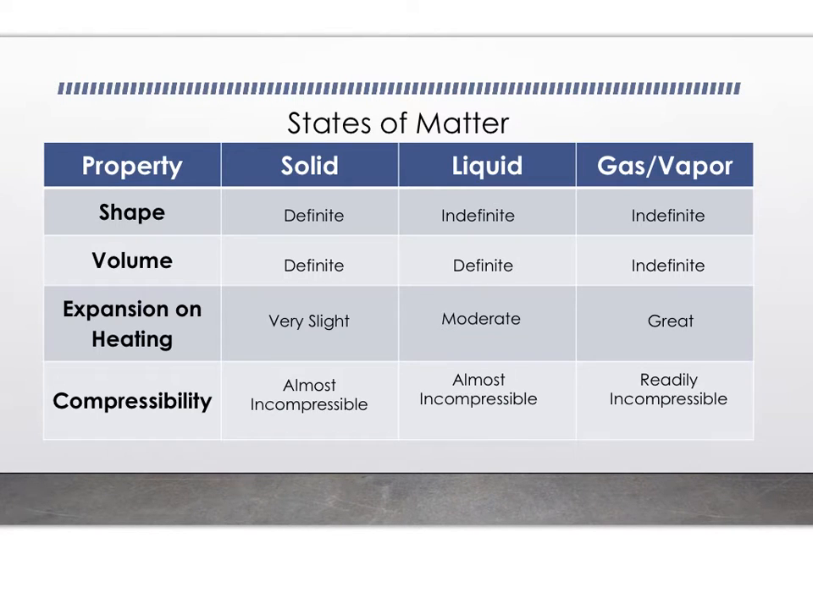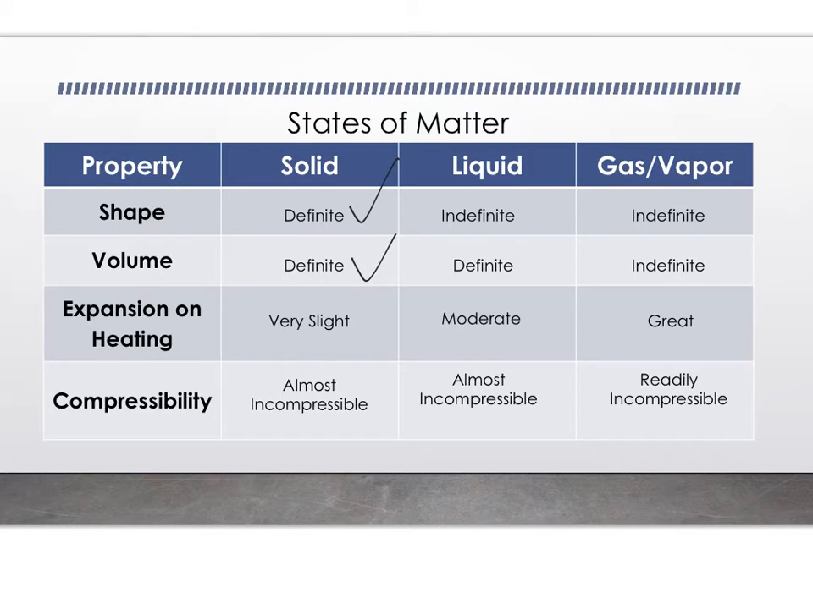The three states of matter are known as solids, liquids, and gases, and you should be able to differentiate them between their shape, volume, expansion upon heating, and compressibility. So you need to write this chart down, the whole thing. Solids have a defined shape and a defined volume.